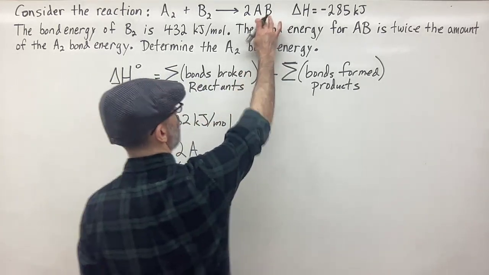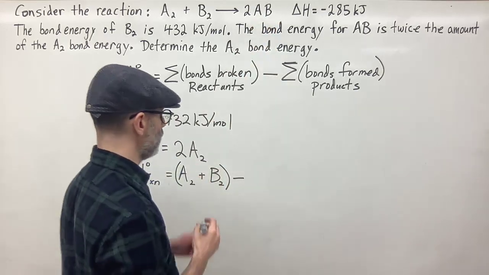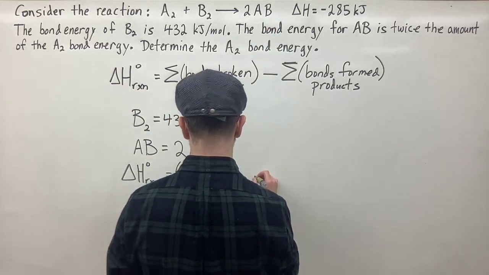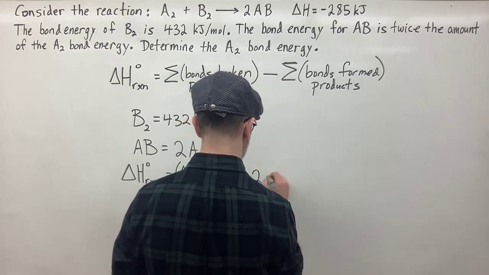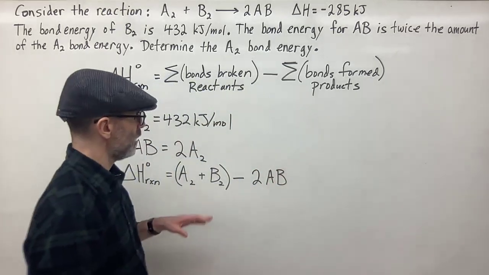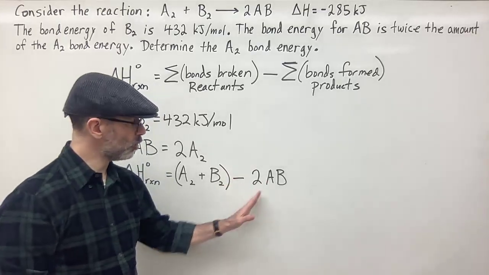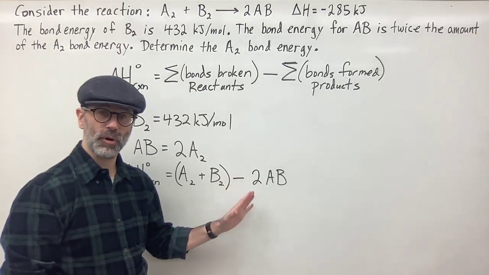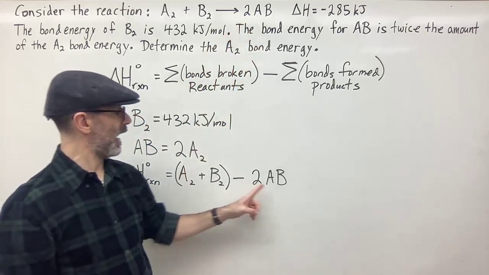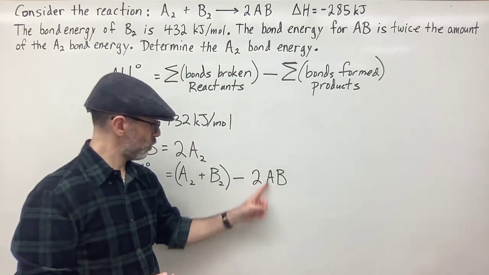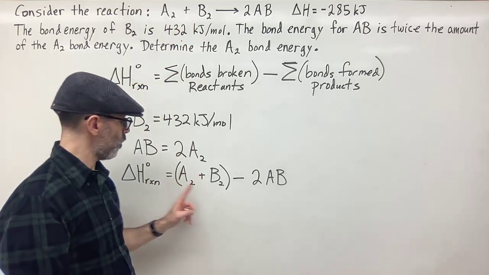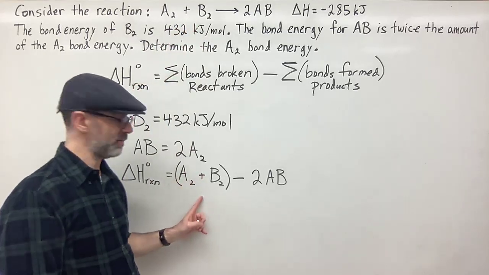We only have one product, and so it's going to be AB, or in this case, 2AB, because it's the molar amount or the number of bonds we have to break. So since I have 2AB there, then I need to break 2 of those, so there's a 2 there. For each of these, there's only 1, so I don't really need to write the 1s in, right?